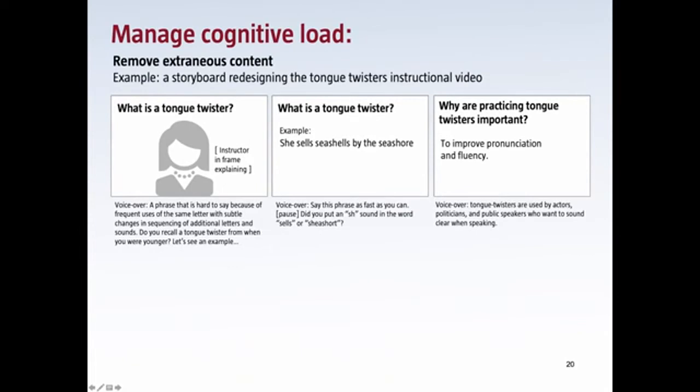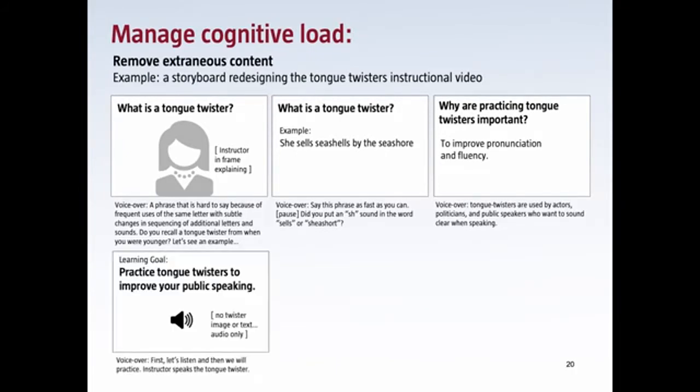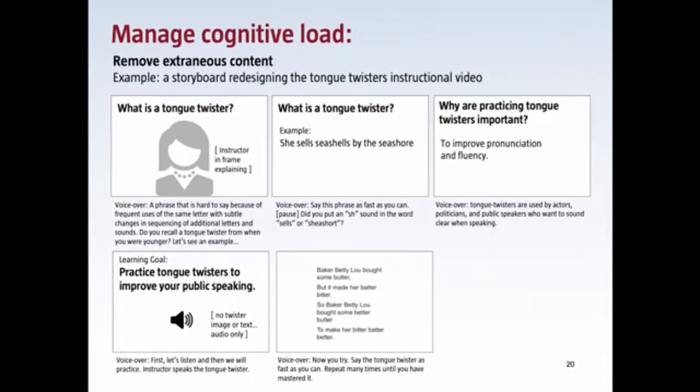And here's the motivating question. Why are we practicing this? There's the response, and the voiceover connects it to real life, saying tongue twisters are used by actors, politicians, and public speakers who want to sound clear when speaking. And next, the learning goal is stated, and the voiceover says, let's listen, and then we will practice. And the instructor speaks the tongue twister that students are about to practice. Next, the tongue twister is presented, and the students are asked to give it a try. They are also asked to repeat it many times until they have mastered it.